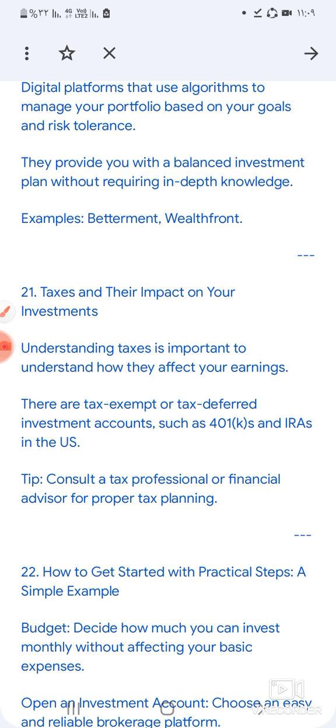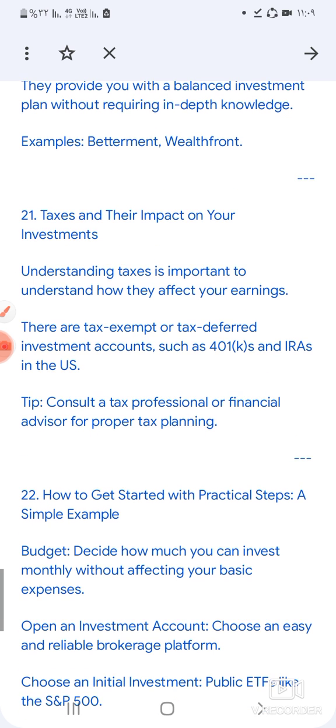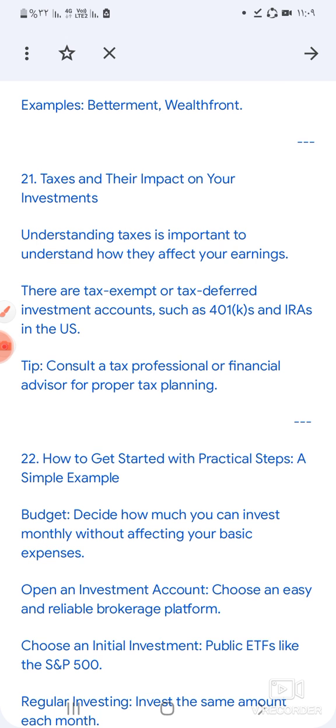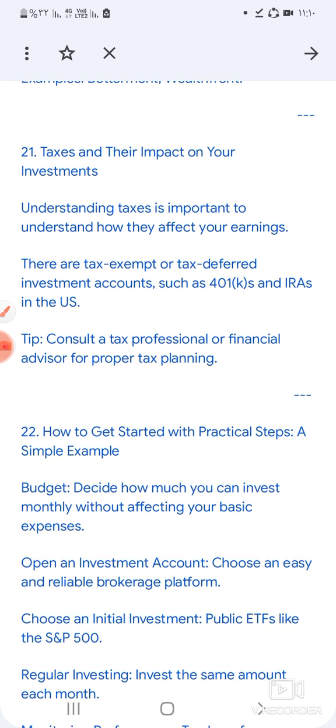A simple example budget. Decide how much you can invest monthly without affecting your basic expenses. Open an investment account. Choose an easy and reliable brokerage platform. Choose an initial investment. Public ETFs like the S&P 500. Regular investing. Invest the same amount each month. Monitoring performance. Track performance but don't be influenced by daily fluctuations. Continuous learning. Follow market news and read about new strategies.